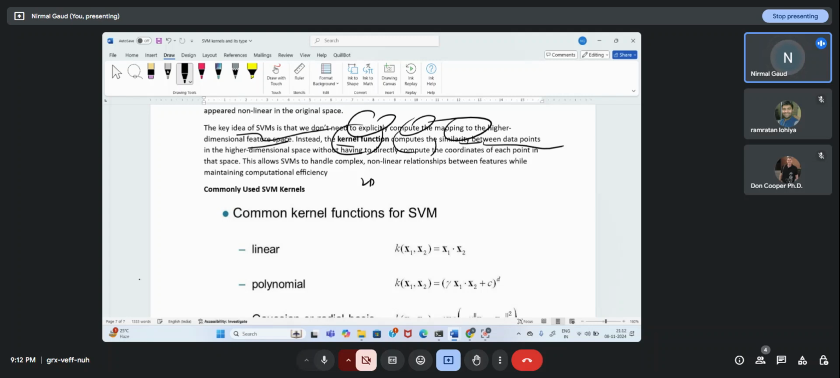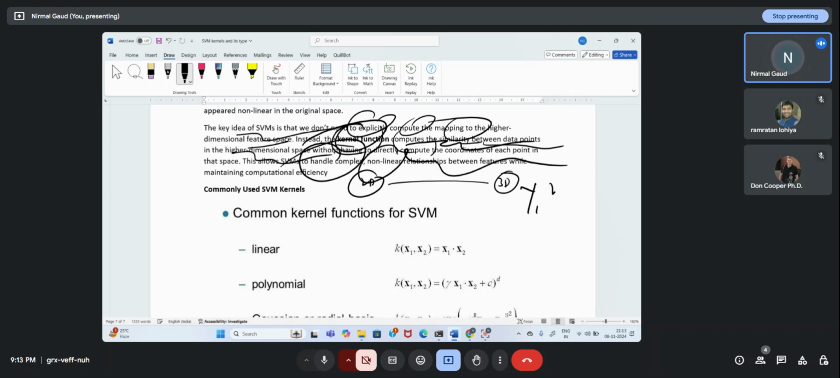If this point is present in 2D, how will this point look in 3D? That is what the kernel function will do. It will coordinate how any point present in lower dimension would look if it were present in higher dimension. That is what the kernel trick performs. It computes the similarity between the data points in the higher dimensional space. And SVM handles complexity and non-linear relationships, that's what we are saying, the non-linear relationship between y and x. And this is how we can also talk about regression.